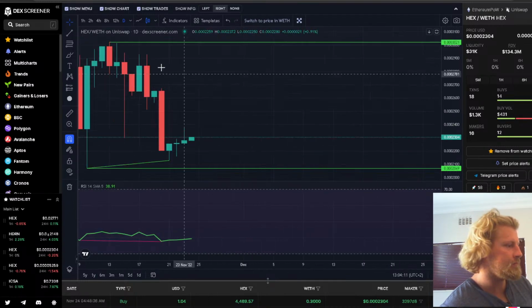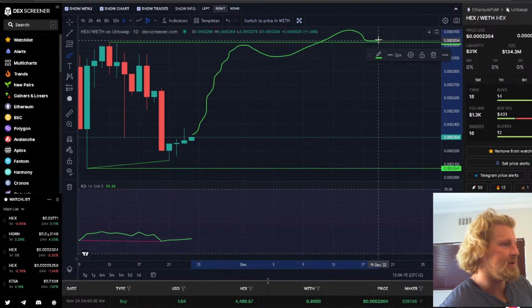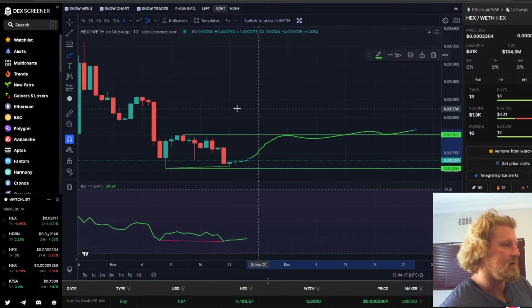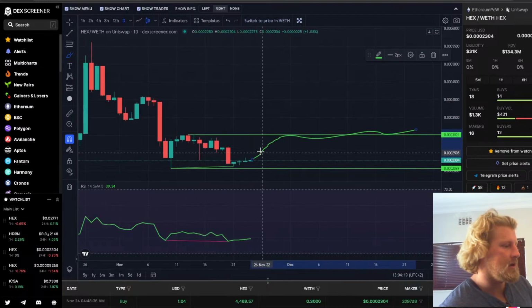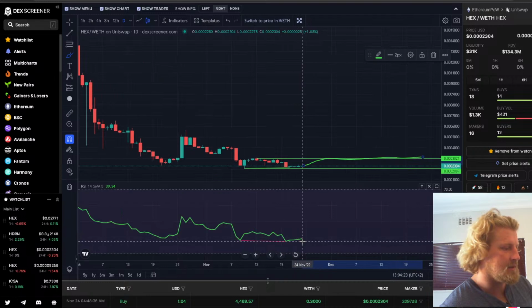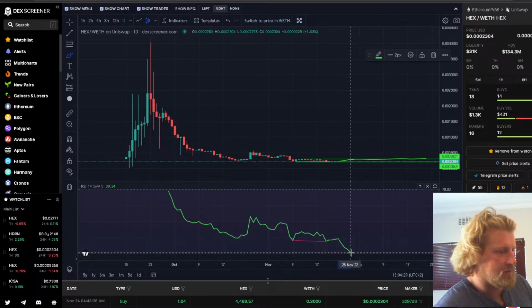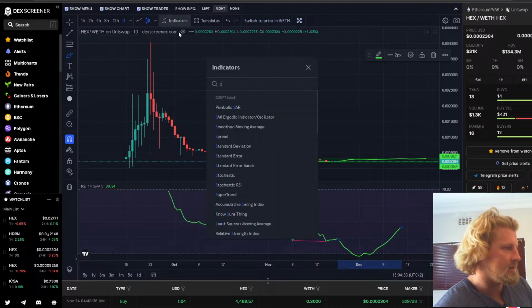So we want this to come up here, maybe reclaim it and then head off. This is good market structure, but unfortunately it does look like the RSI has a little bit more room to the downside. It's currently sitting at 39, where we want it to come down here for it to be a good buy, right? Let's look at the stochastic.